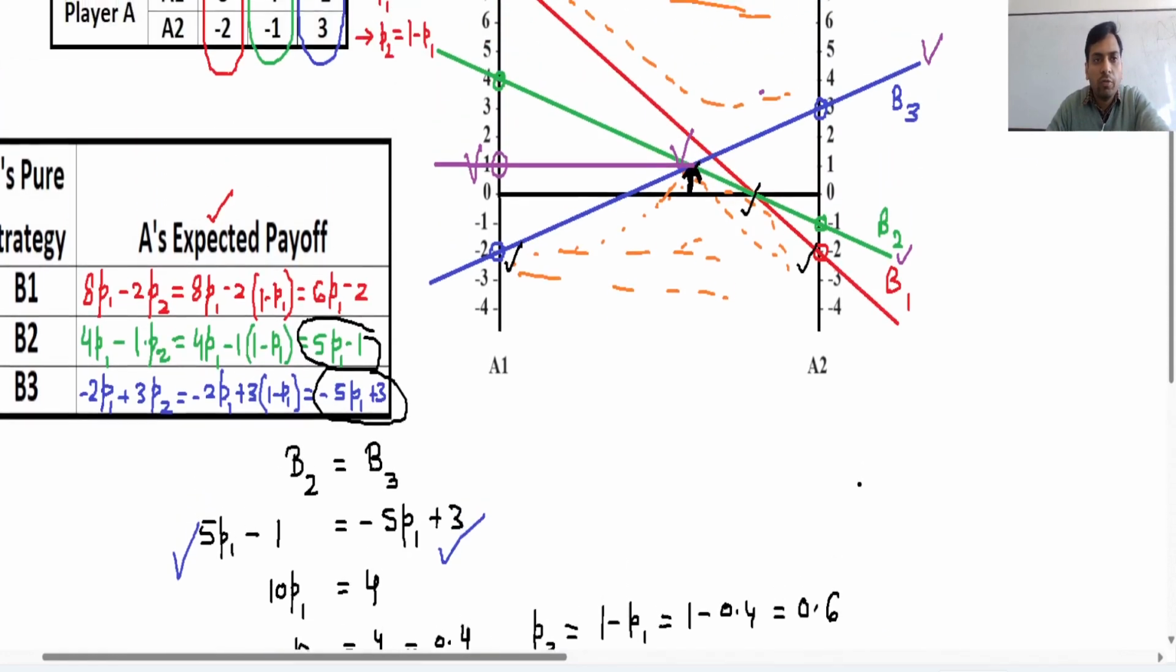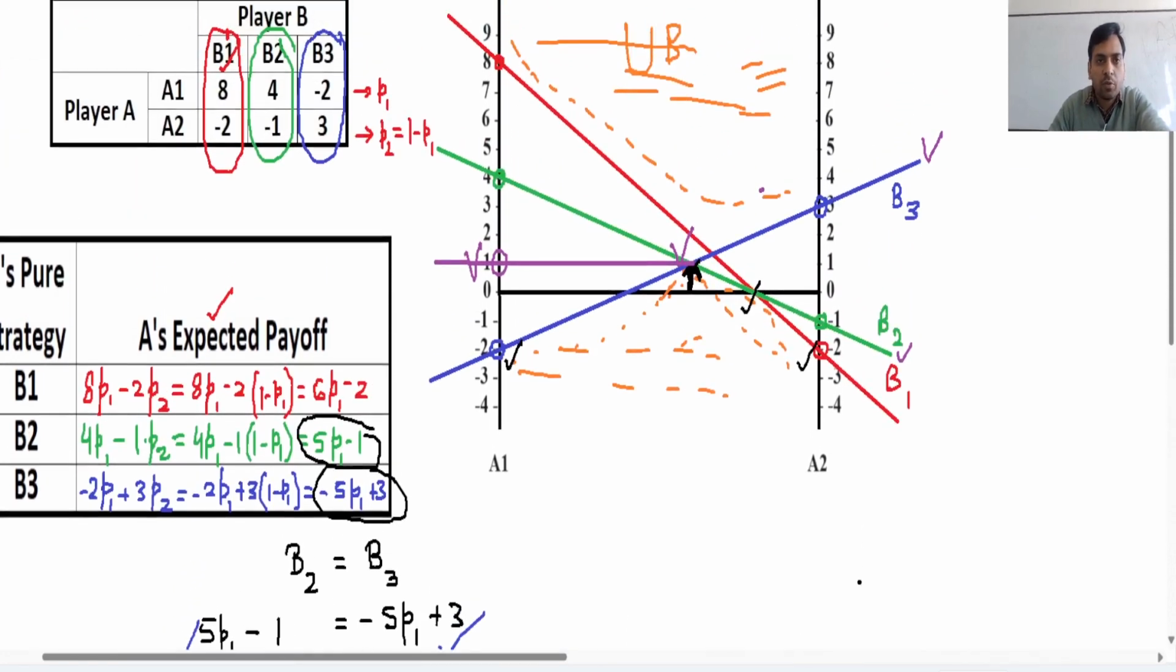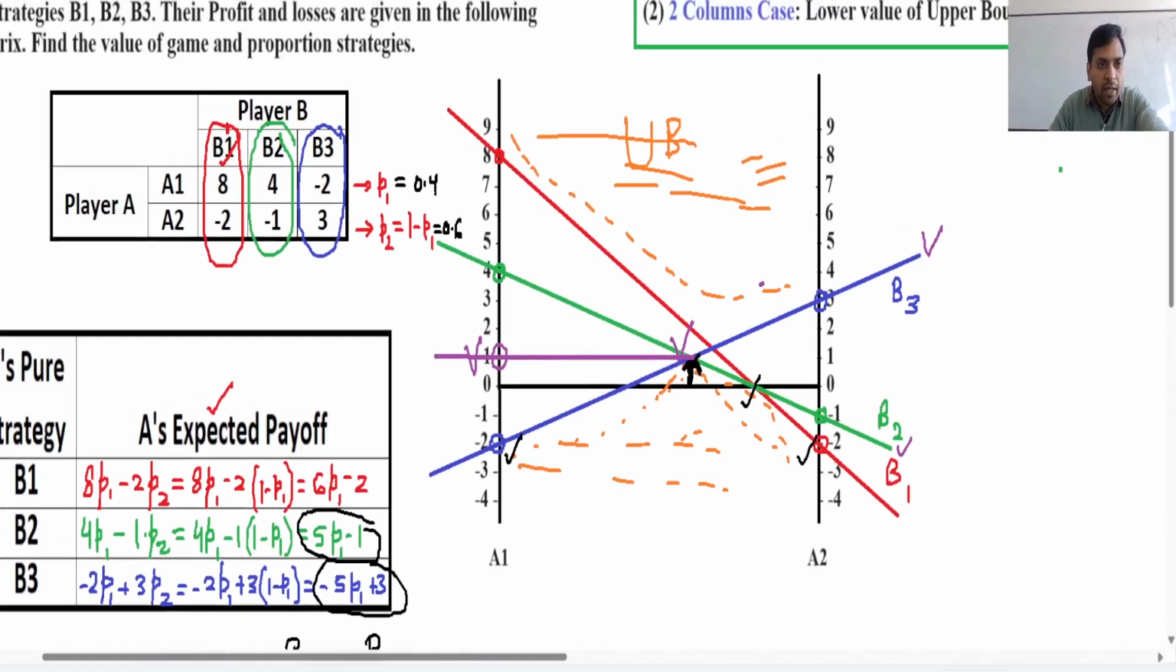So now we have the proportion for this: P1 is 0.4 and for this 0.6. This means if they play this game 100 times, then player A will follow A1 strategy 40% of the times. This means out of 100, 40 times, and A2 strategy 60 times.